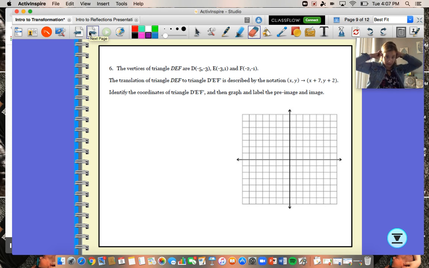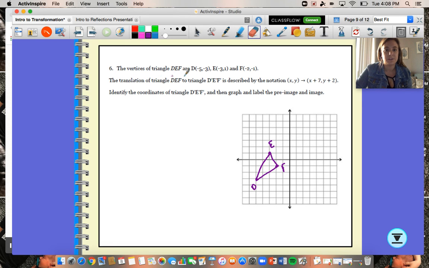We're almost done. So the vertices of a triangle, so now this one's not graphed yet, are at -5, -3. I'm actually going to graph it as we do this. 1, 2, 3, 4, 5. 1, 2, 3. And label. So that's D. -3, 1. 1, 2, 3. 1, E. And F, -2, -1. So here's my original triangle.